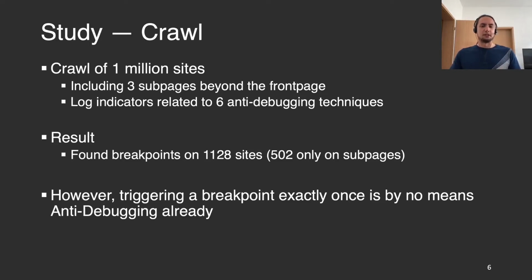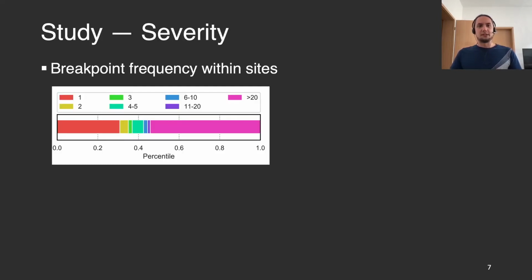So it could just be there is a forgotten debugger statement somewhere in the code. But as long as it's not constantly triggered again and again, it's not really a problem, right? So what we did is we also analyzed the severity of the different techniques. So in this case, what you can see in this graph is the frequency or the amount of breakpoints within a particular site, and the whole bar represents all the 1,100 sites that had any breakpoint.